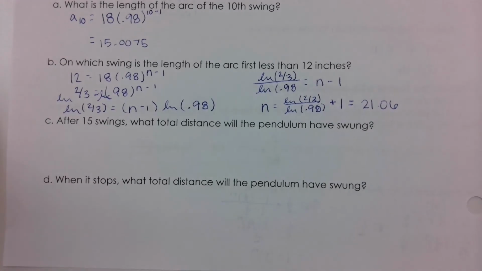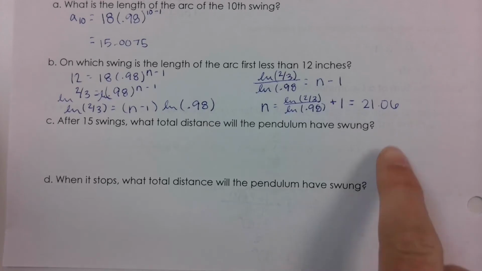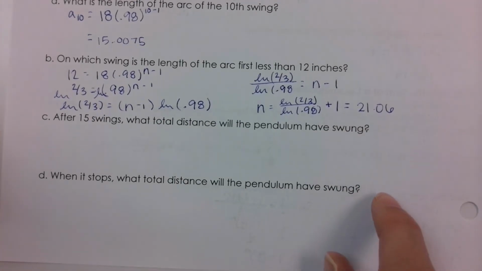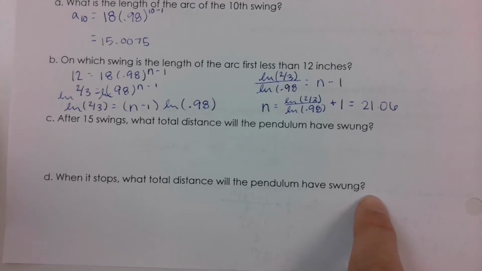So if it was on the 21st swing, would we be less than 12 inches, our plane? We've got to go 22, right? Because it was at 21.06 that it was 12 exactly. So the first time it was less than 12 would be the next swing. Does that make any sense?